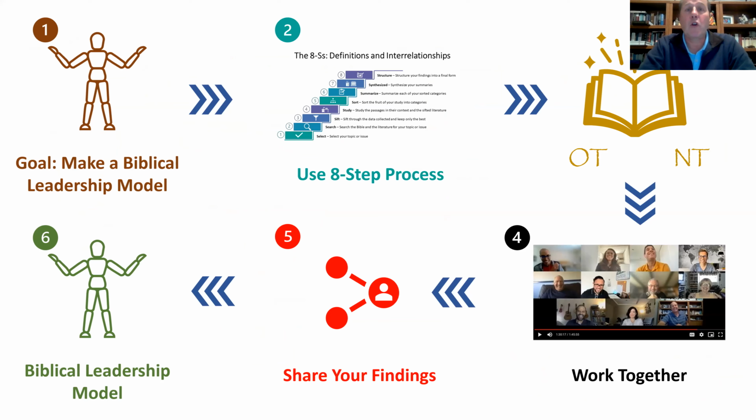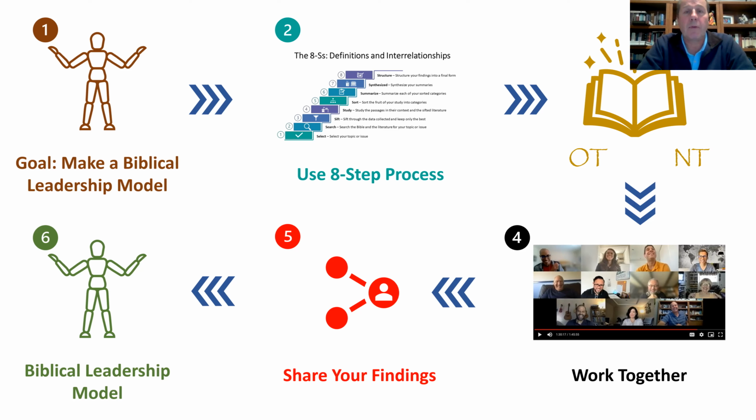And as you can see, the goal here, number 1, is to make a biblical leadership model. And in order to do that, we'll apply the 8-step process and study in depth the scriptures, both the Old and the New Testament, number 3. And you'll do that, hopefully, number 4, as a cohort, because then you can share the load. And what you can do is divide some up. Half the group can take the Old Testament, half can take the New Testament.